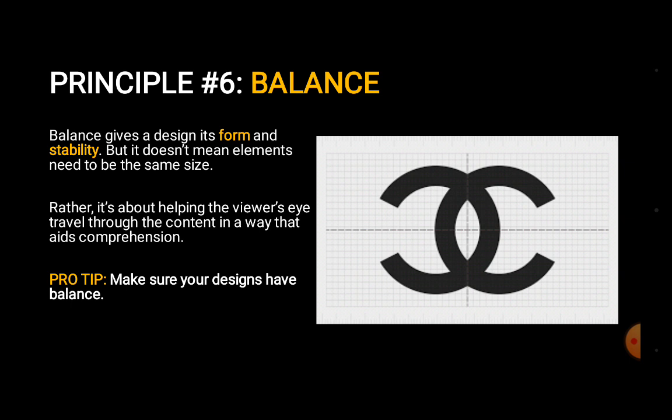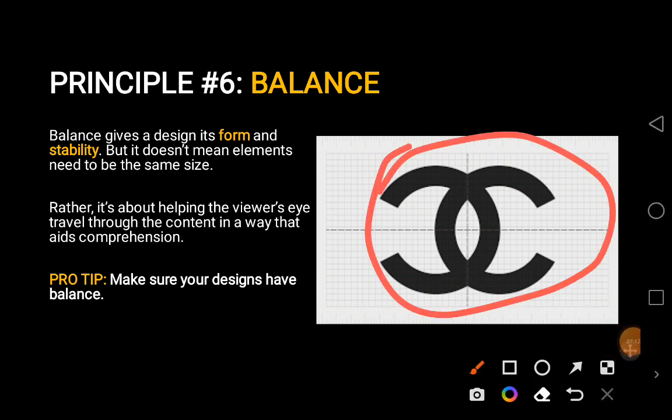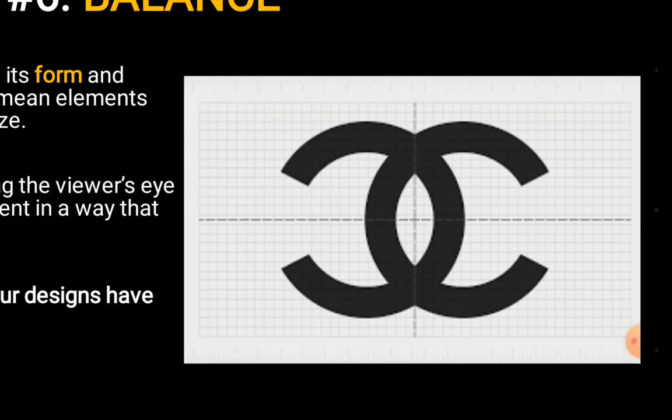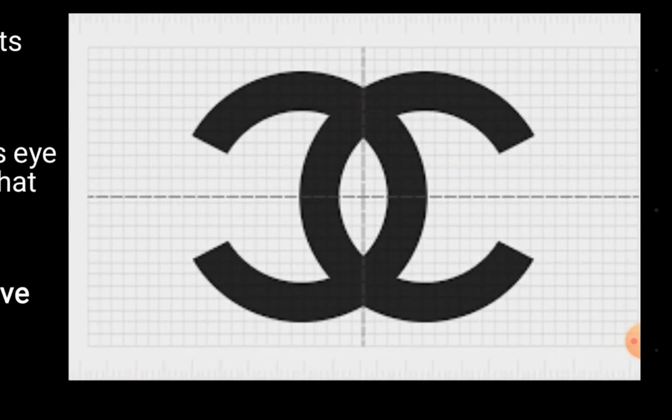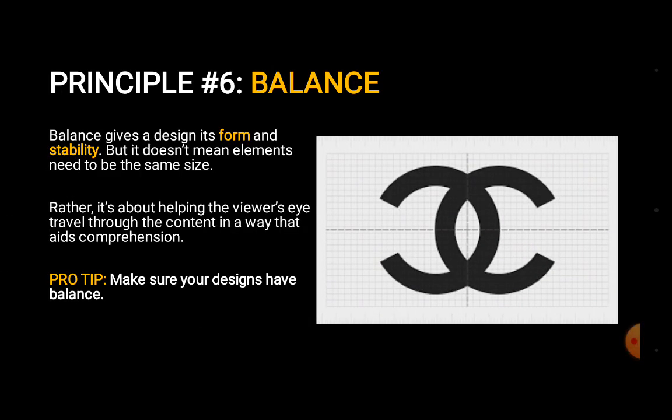The next principle of design is balance. Balance gives the design form and stability. The same thing, check this place. If you see the demarcation, the lines, you can see everywhere is rhythm. Looking at this picture, it's hard for you to bring out a mistake from this design because everywhere is just smooth, everywhere is even, pleasing the eye the way you're looking at it. So that's what we call balance. Make sure your designs have balance.